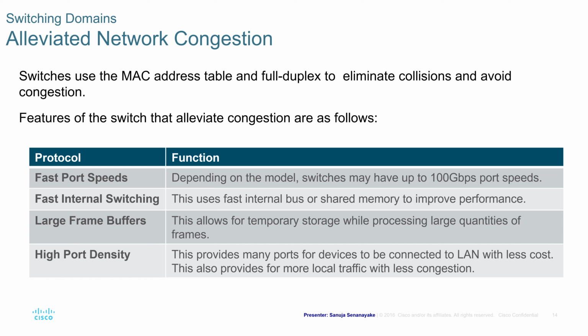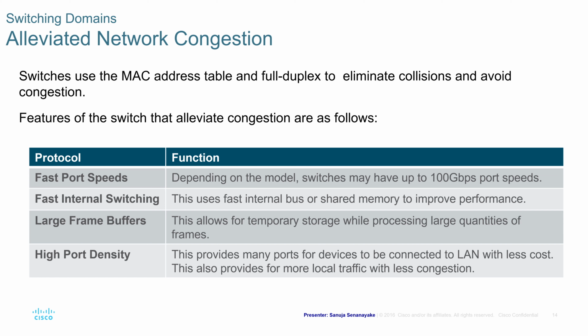So the features of the switch that alleviate congestion also include fast port speed. Depending on the model or type of switch that you have, you could have up to 100 gigabyte per second port speeds. And then fast internal switching. This uses fast internal bus or shared memory to improve performance. For example, older Cisco switches will sometimes have lower memory, and the newer Cisco switches come with much higher memory capacity.